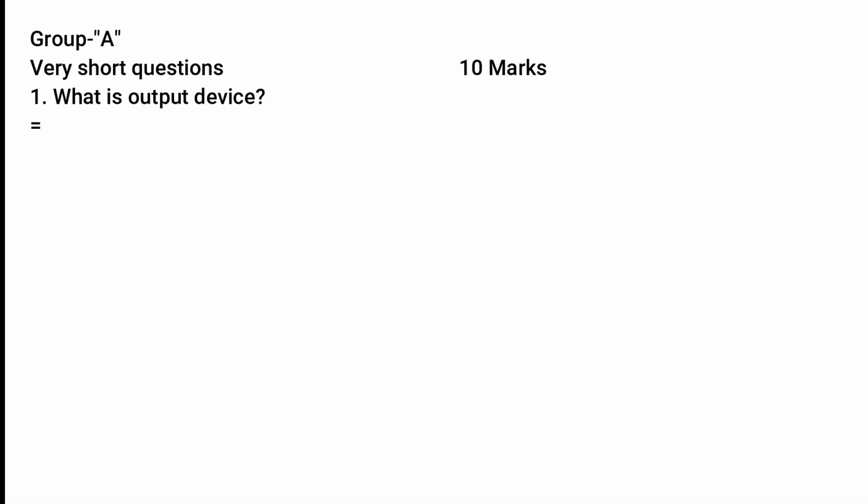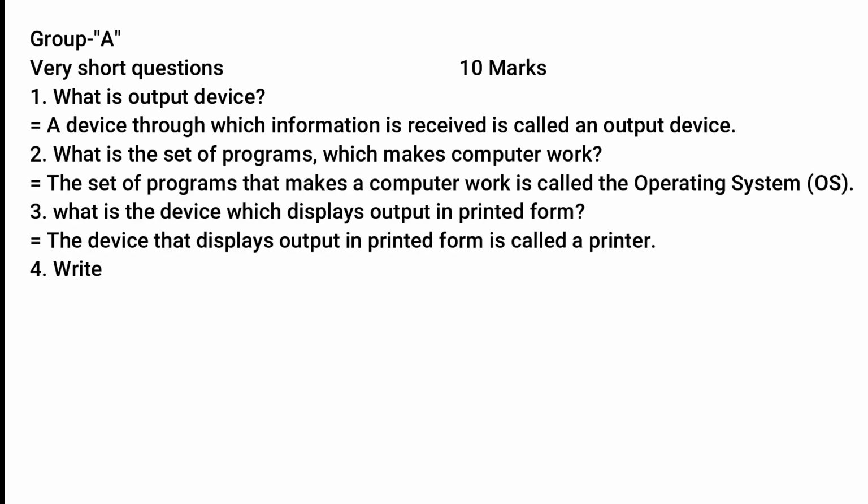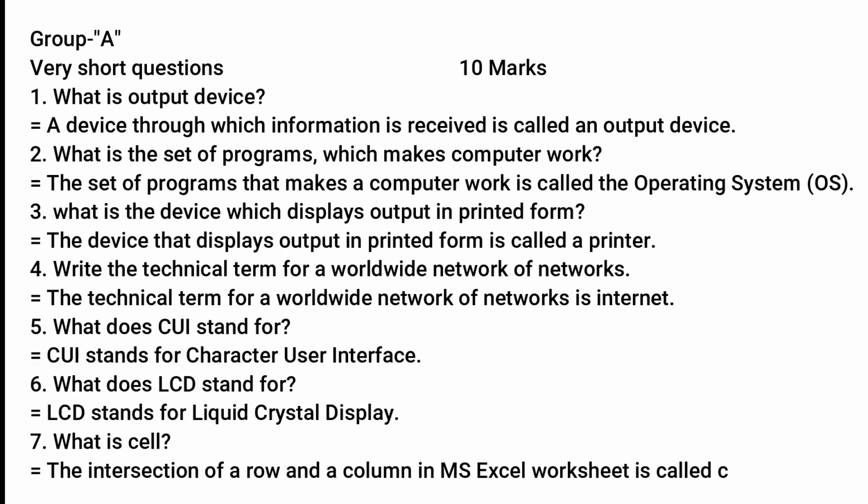Group A. Very short questions. 1. What is output device? A device through which information is received is called an output device. 2. What is the set of programs which makes computer work? The set of programs that makes a computer work is called the operating system, OS. 3. What is the device which displays output in printed form? The device that displays output in printed form is called a printer.